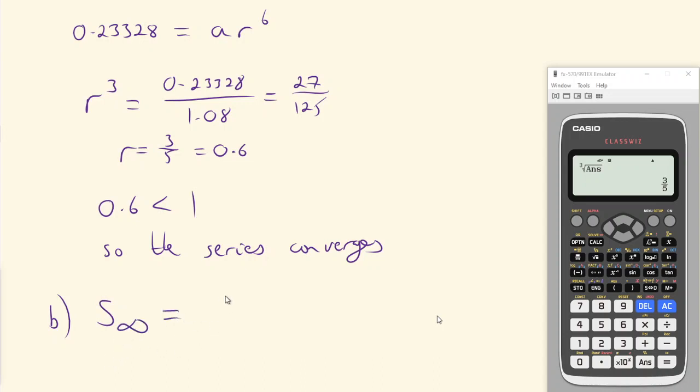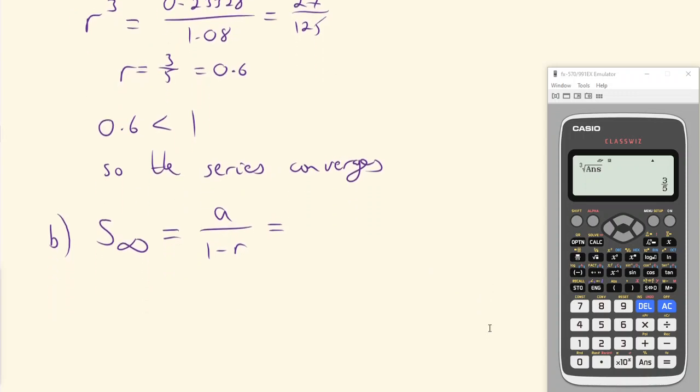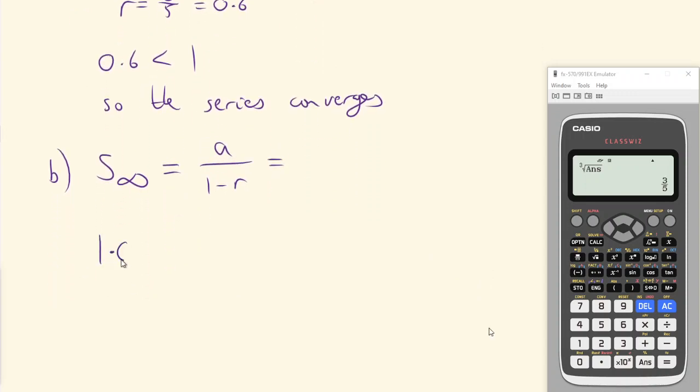And the sum to infinity is A over 1 minus R from the formula book. And we now know R is 0.6, but we don't know A yet. So what we need to do is go back to our original. We know that 1.08 equals AR cubed. We know what R is. So here is R cubed from before.